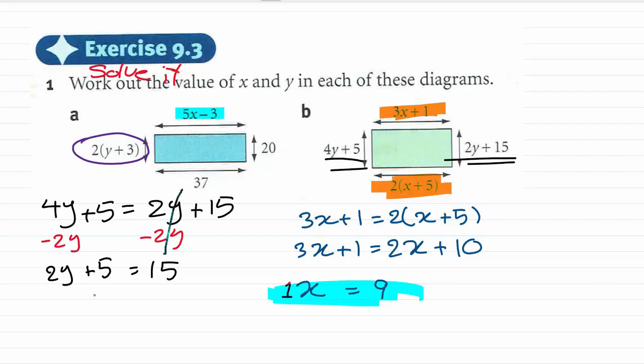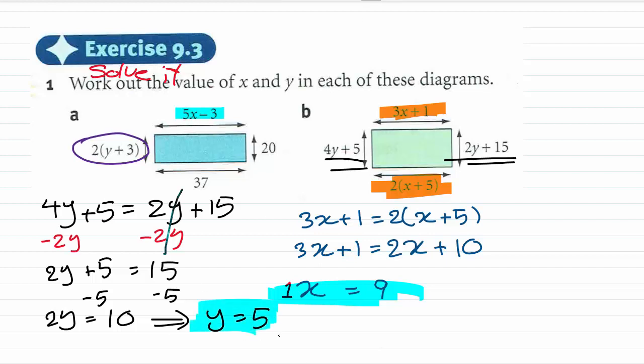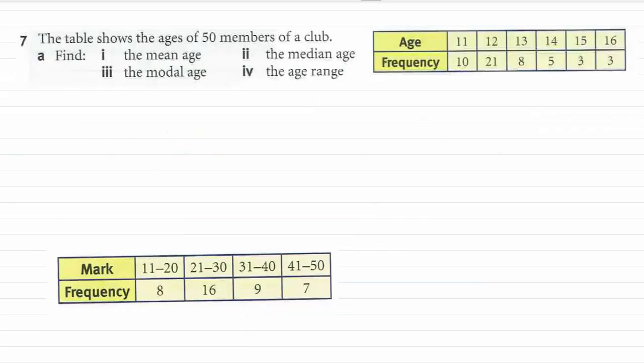Now get rid of this 5. We can say minus 5 both sides. Then you see 2y is equal to 10. From this, y is equal to 5. Done. We got the value of x, we got the value of y. We finished the question. About statistics, mean, mode, median, and range for group data tables like this.